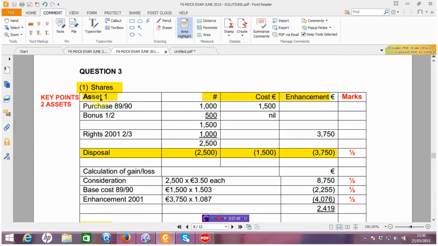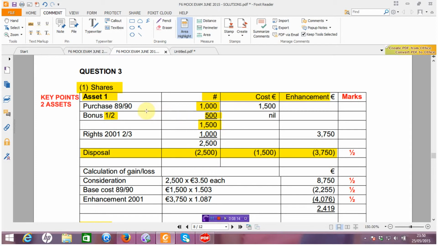So as they've done asset 1, what happens? There is a purchase in 89/90 of 1,000 shares at that cost. So we're just literally slotting the information into our columns. The bonus issue, it says it's 1 for 2. So in effect, we're getting 1 share for every 2 that we have. All that we need to do is divide the number previously by 2 to get our 500. And you'll note that they add up as they go along.